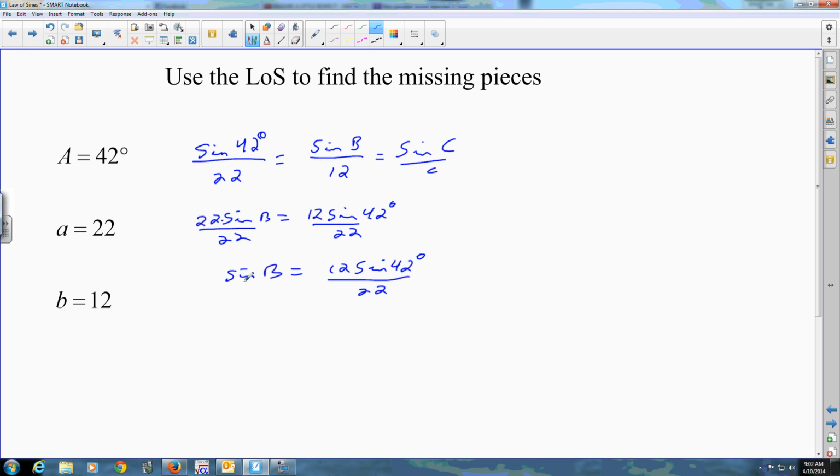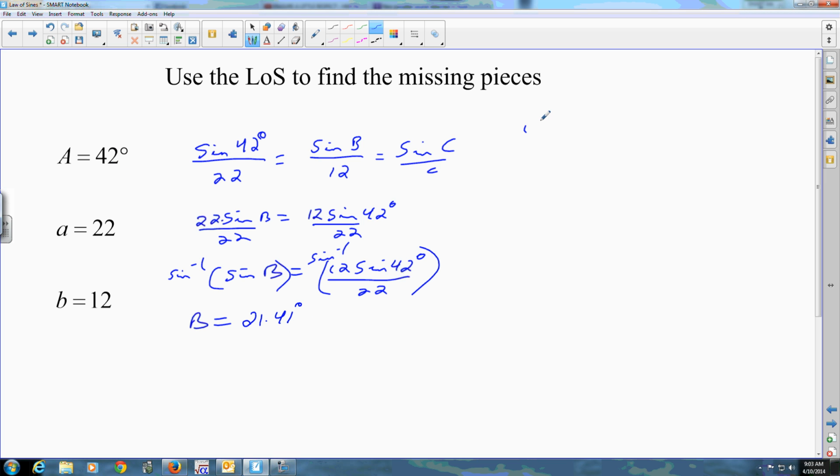Now, I need to get rid of sine. If you remember, what you have to do to both sides is take the inverse sine. So B is equal to inverse sine of that stuff. So inverse sine of 12 sine 42, close the parenthesis, divide by 22, and I get 21.41 degrees. 21.41 degrees. Don't forget the degree symbols.